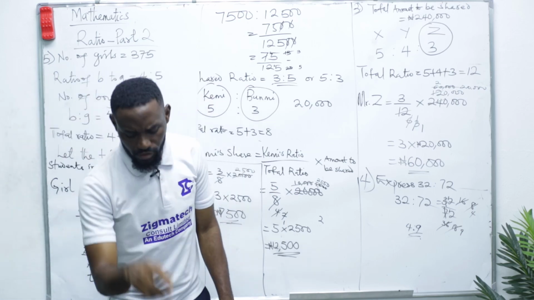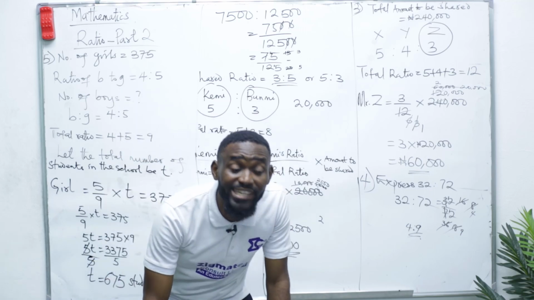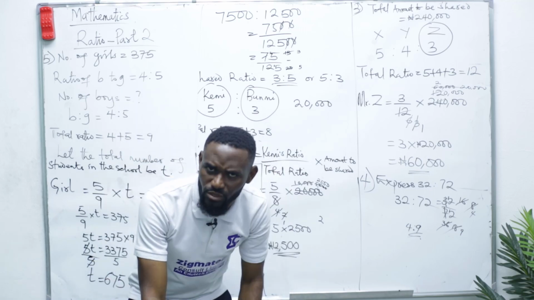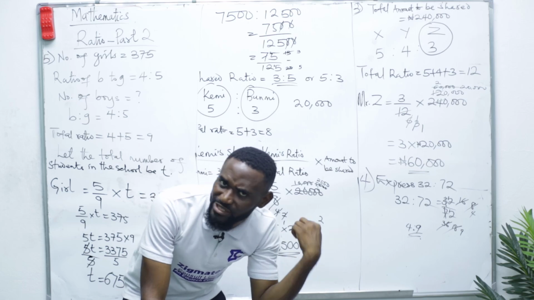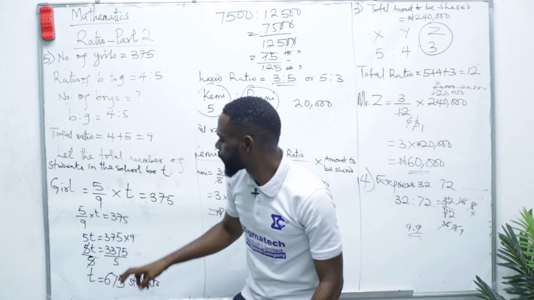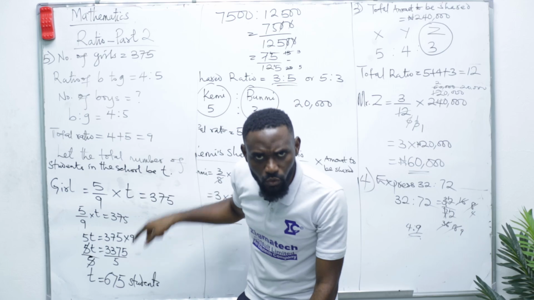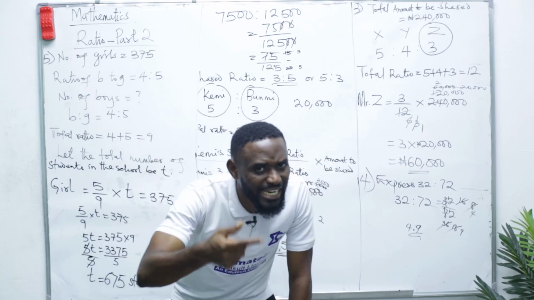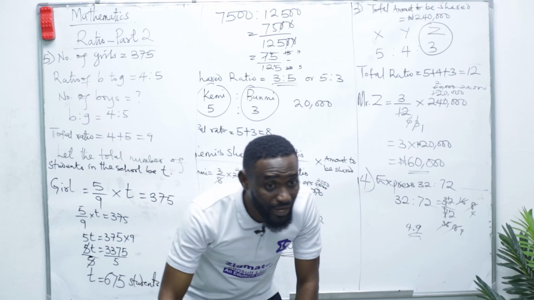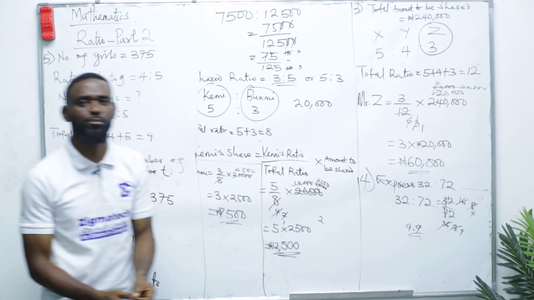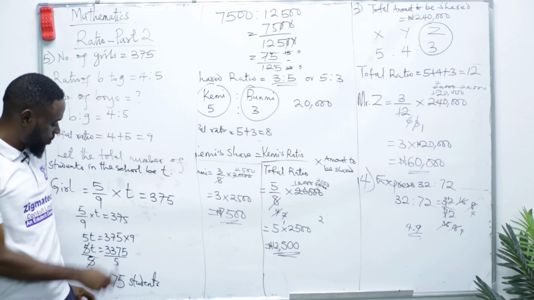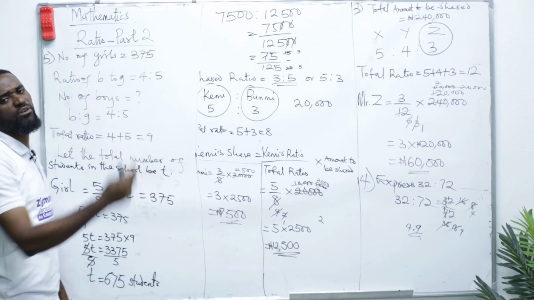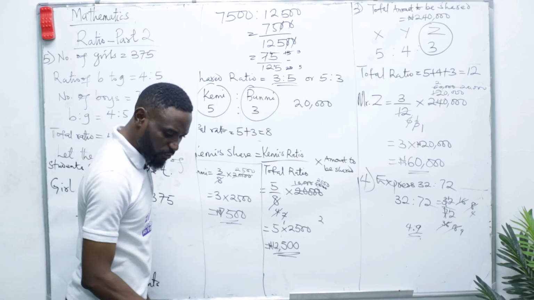Now, if you go to your options, they will give it to you. But that is not their question. Their question is not to solve for the total number of students in the school. The question is the number of boys in the school. So to get the number of boys, subtract the number of girls from the total number of students.